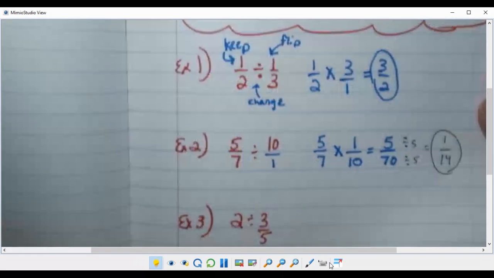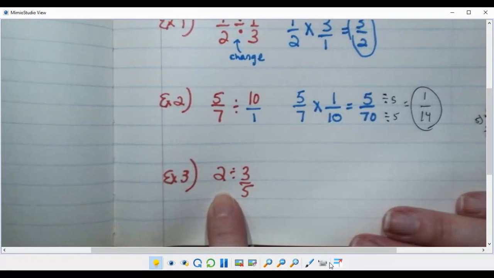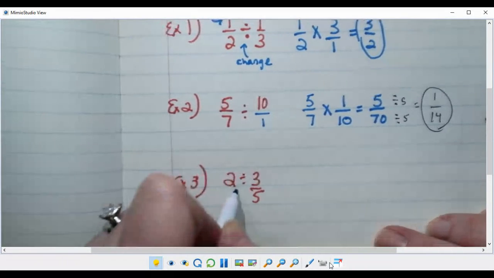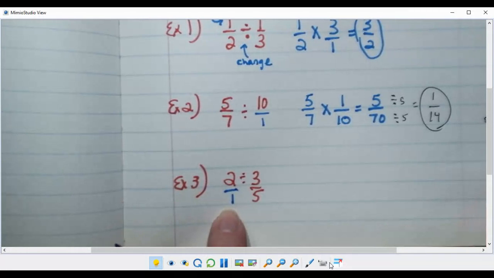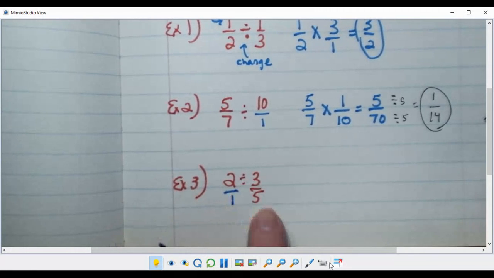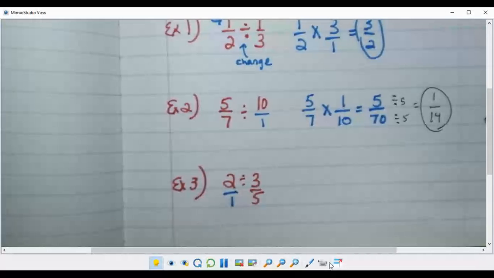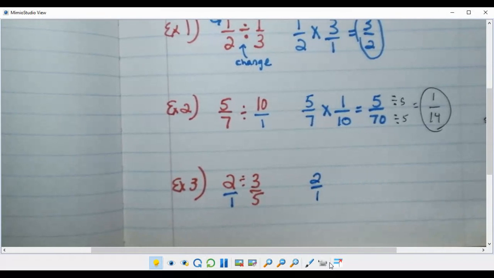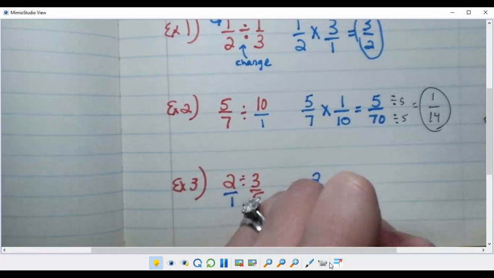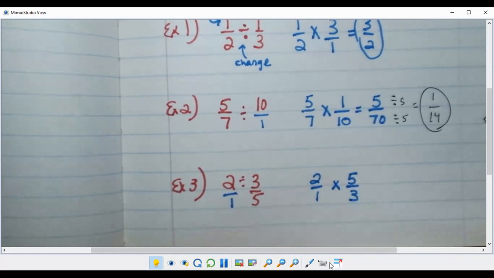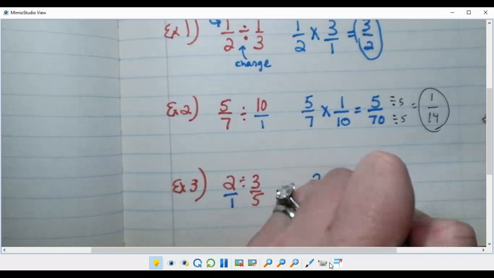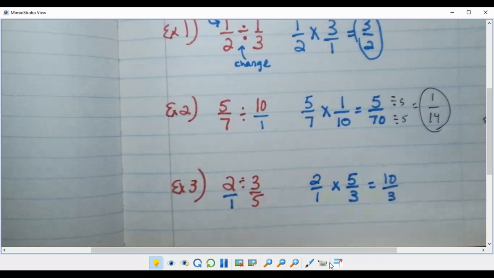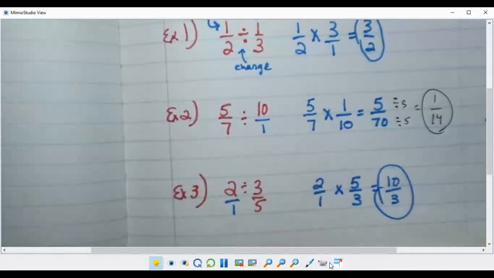This time the whole number comes first. So it still needs a denominator. The problem reads 2 over 1 divided by 3/5. Nothing changes. We still do keep the first number. We still do change to multiplication. And we still do use the reciprocal. Now I'm going to multiply straight across. 2 times 5 is 10. 1 times 3 is 3. I cannot simplify that, so I'll leave it as 10/3.